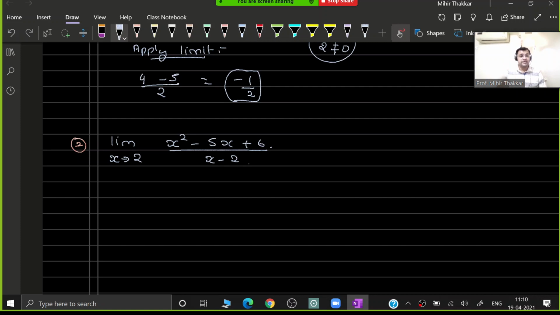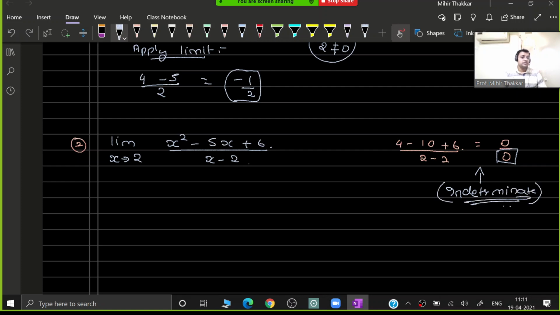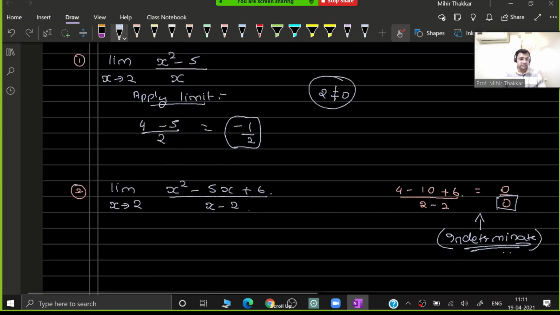In this case, if you substitute the value 2 directly, you get 2² = 4, minus 5 into 2 = 10, plus 6, divided by 2 minus 2. That makes it 0 upon 0, and division by 0 is not possible. Therefore, this kind of function is called an indeterminate function. When the denominator becomes 0, such a function is called an indeterminate function.